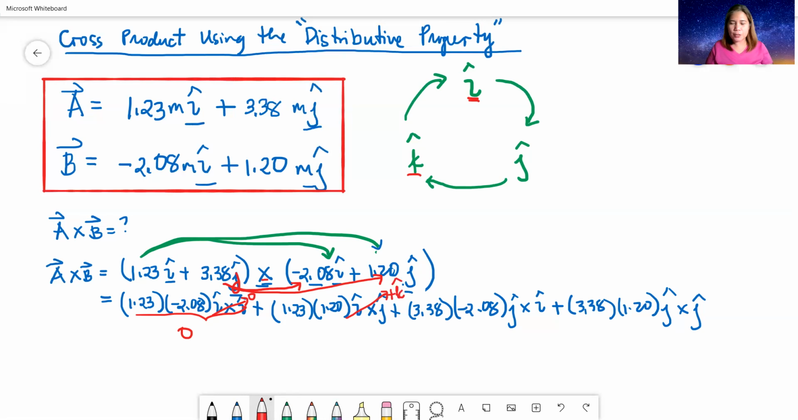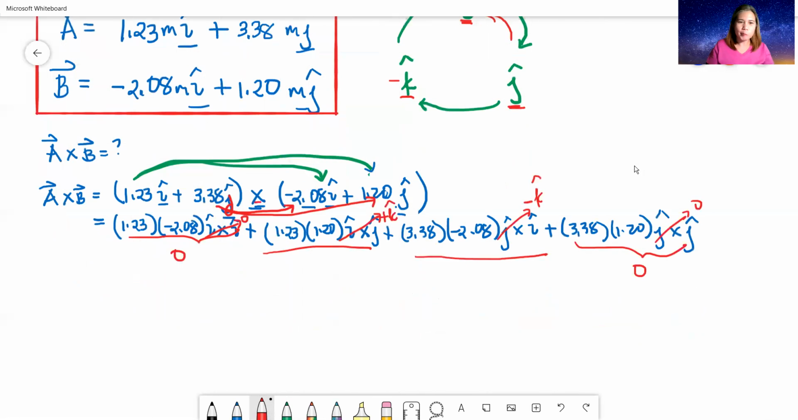Nahin muna natin ang mga unit vectors. J cross I goes counterclockwise. So it should have a negative K hat. And then J cross J is 0. So the rest of the product here is 0. So we are left with this term, and this term, which are both along the z-axis, as expected. Tama? So let's simplify the values and hope that it's around 8.51.